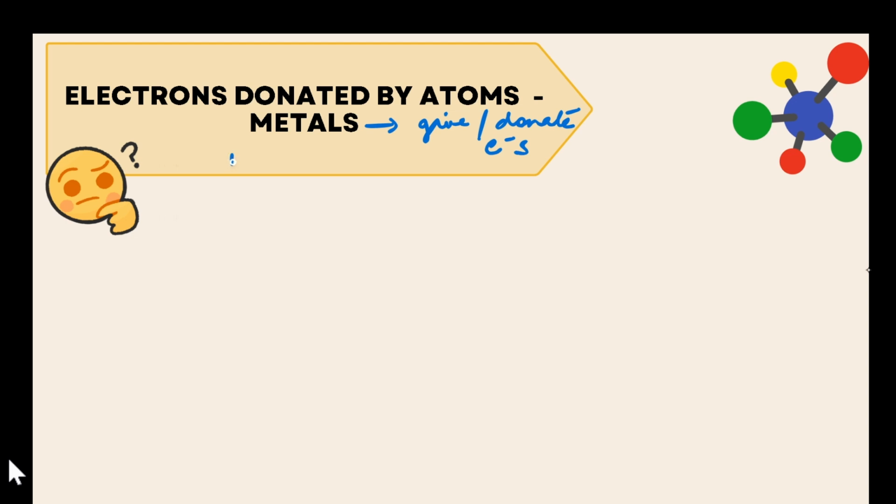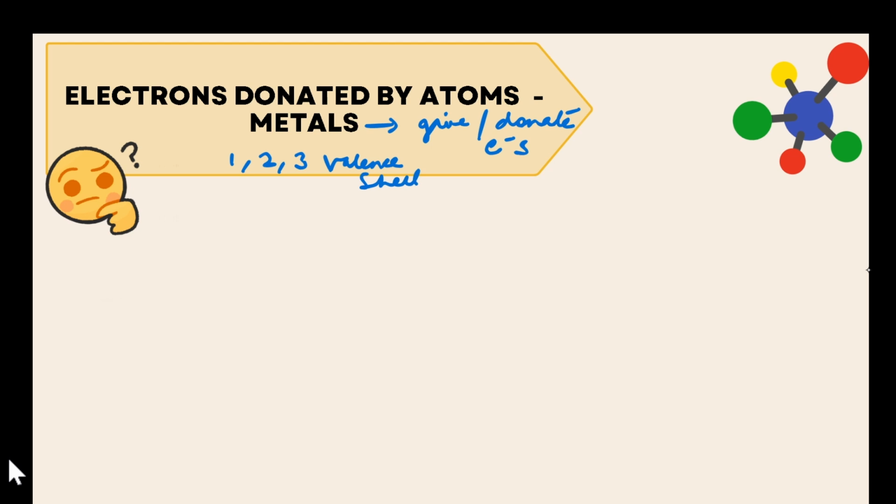And remember that metals have 1, 2, 3 electrons in their valence shell. Now what is a valence shell? It is the outermost shell in an atom. So the outermost shell will always be either losing electrons or gaining electrons in order to acquire a stable octet configuration.